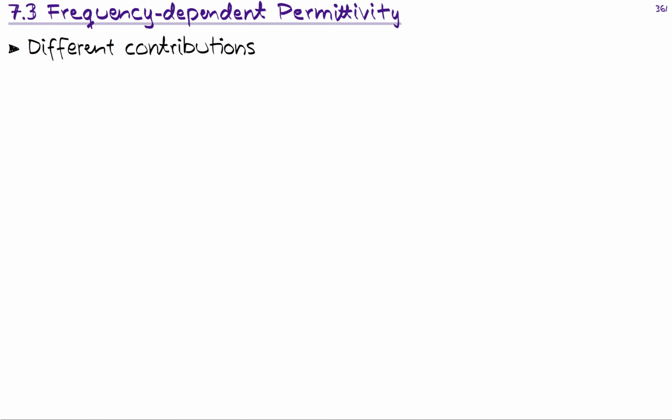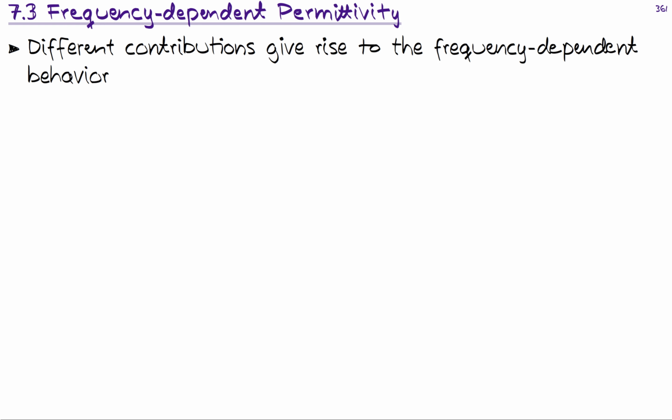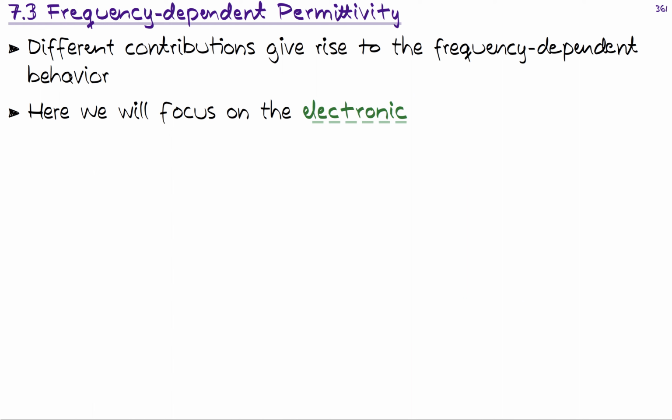So we have these different physical contributions, and they give rise to a frequency-dependent behavior. So the molecular polarizability alpha is not a constant valued quantity, but in fact depends on the incident frequency of electromagnetic radiation. And in this chapter, in this course, we will focus mainly on the electronic contribution and then on the dipolar contribution.